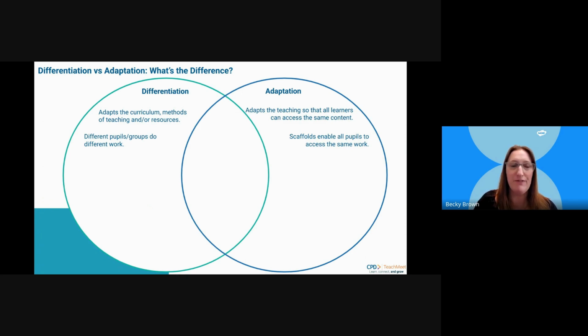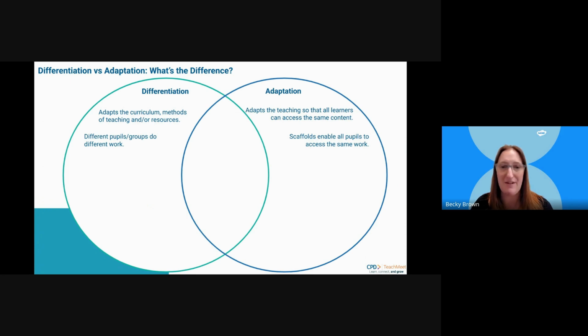Differentiation is about different pupils and groups doing different work. That's where you might have the red group doing this, the blue group doing this, with lots of piles before the lesson about who's going to be doing what. Adaptation does allow for different groups of pupils and individuals, but in a different way.